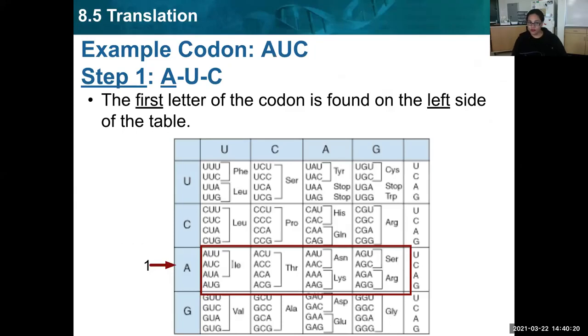So for example, we're going to use the codon AUC and translate it into an amino acid. So step 1, you take the first letter, A, and you find it on the left side of the table. So you can see in the picture, first step is pointing to the A. Now you have a row to look in. So your amino acid for AUC is going to start somewhere in that row.